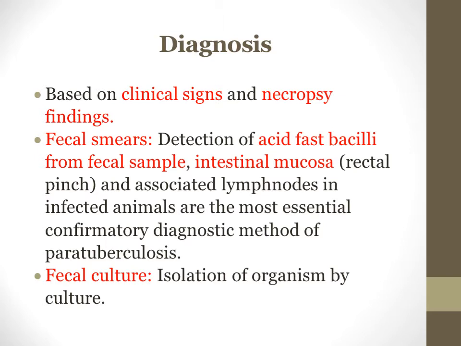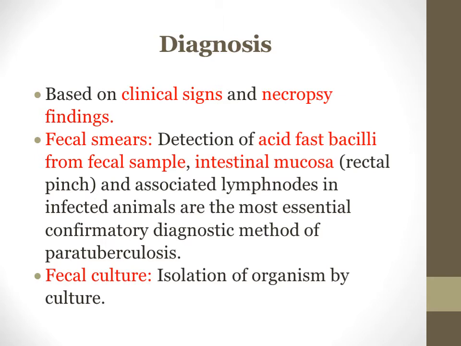Necropsy findings we also know: the large intestine, especially the cecum and colon, is affected. There is thickening and granulomatous lesion on the wall of the intestine. There is corrugation, both longitudinal and transverse. Red corrugation, red stripes, are found in the cecum and colon. That is the characteristic.